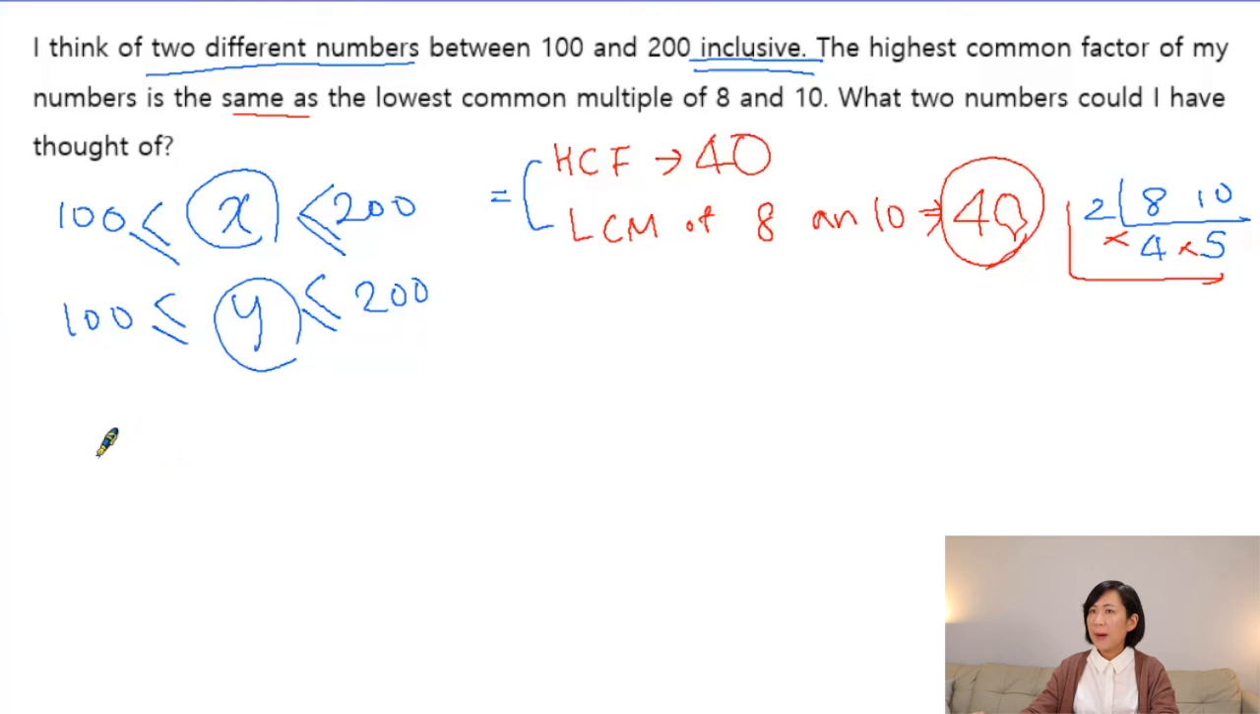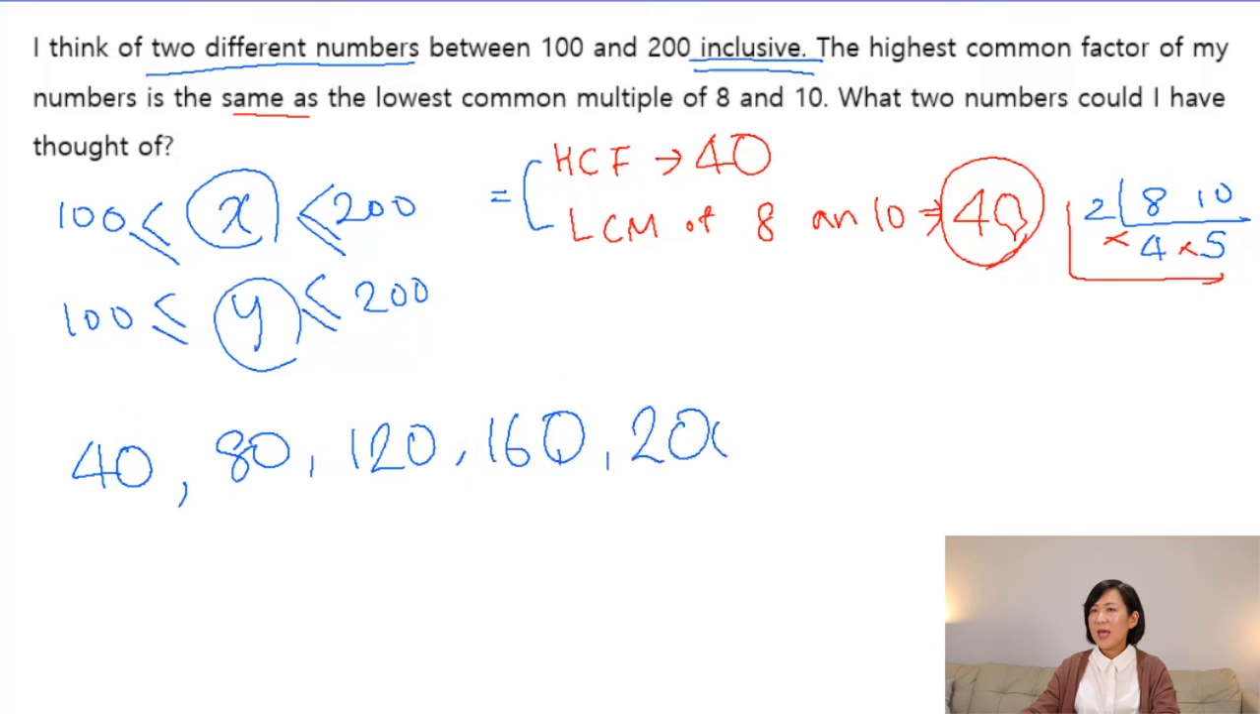Then now think about it. You've got a factor, right? Then if you want to make the number using a factor, you always times factors together to make the number, right? Now, since 40 is the highest common factor of the two numbers, that means you can think about multiples of 40. Then that could be x or y as well. So let's write down the multiples of 40 first. Then we need to check the numbers that go between 100 and 200.